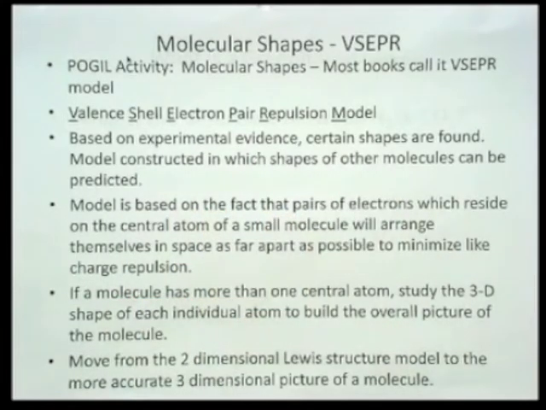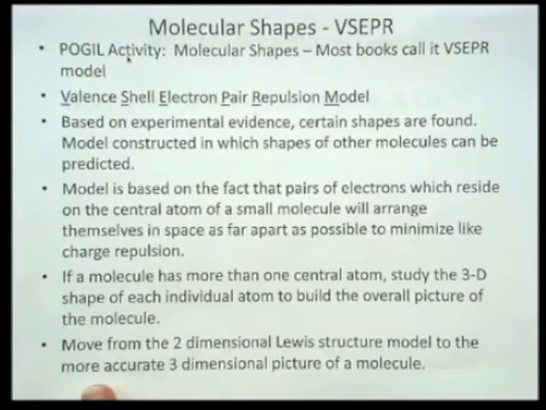The geometries of these molecules are going to be such that the electrons on the central atom in a particular molecule are as far apart in space as possible. All right? And so if a molecule has more than one central atom, then if you're going to study the 3D shape, you just look at each individual atom by itself and build the shape up around it, and that gives you an overall picture of the molecule. All right, so what we're doing here is moving from the two-dimensional Lewis structure model to a more accurate three-dimensional picture of the molecule, and you should have gotten that in that POGIL activity.